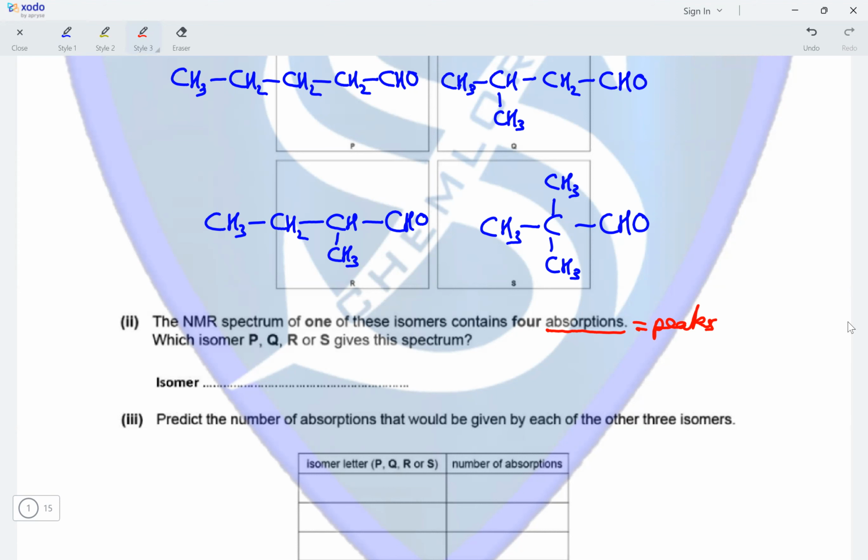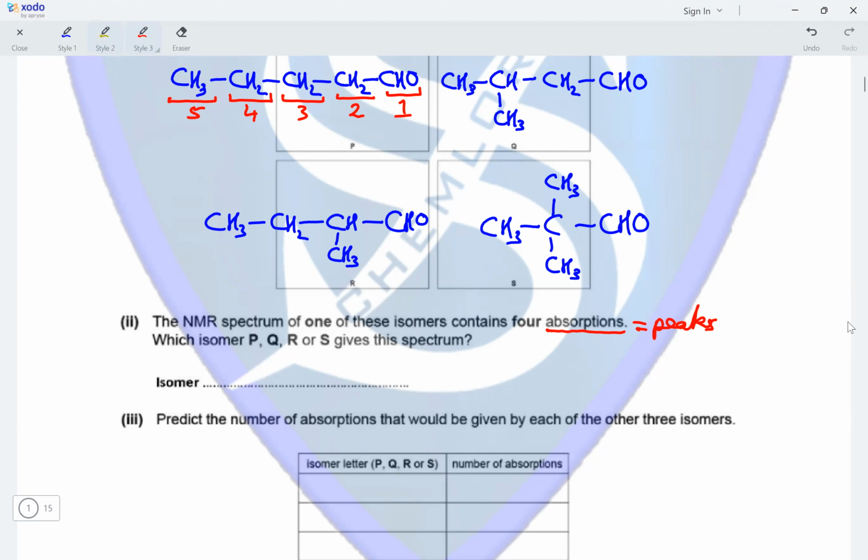So in the first one, we have the first environment as CHO. Then we've got a CH2 present between a CHO and CH2. This is the second environment. Then we have a CH2 present between two other CH2s. This is a third environment. We have a CH2 present between a CH2 and a CH3, making this the fourth environment. And then we have a CH3 present next to a CH2, giving us a fifth environment in this compound. So altogether, we will have five absorptions in compound P.